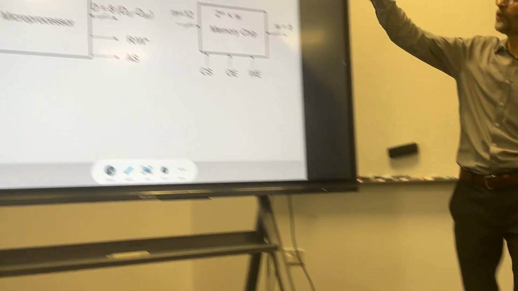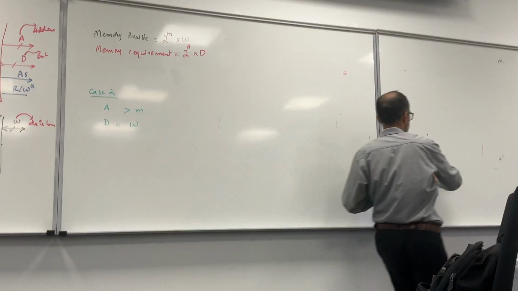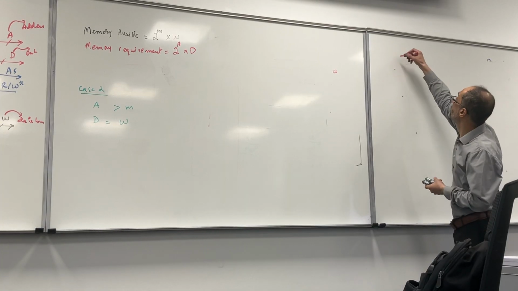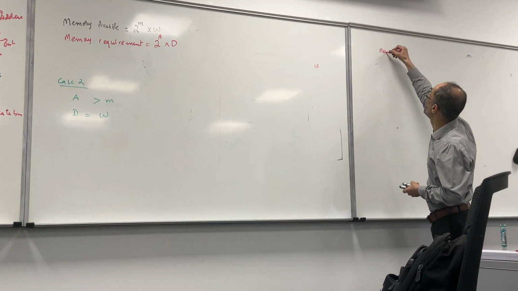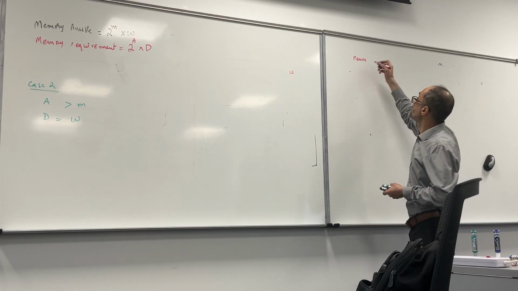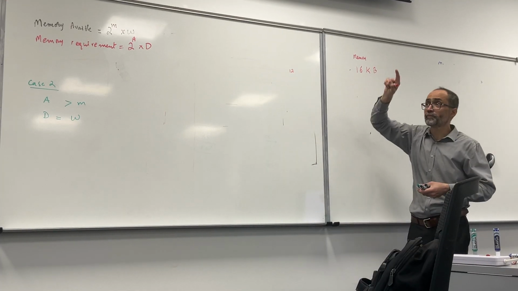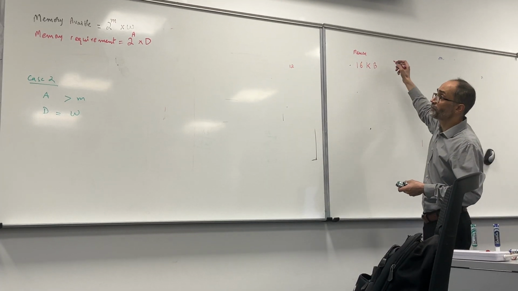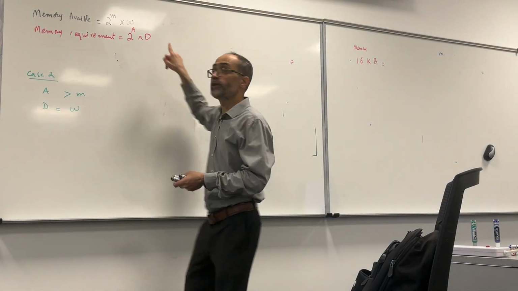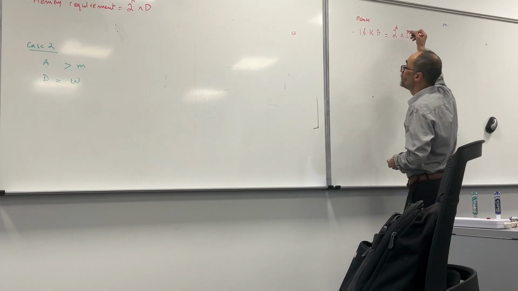Okay, now if you look here, what is the memory requirement of the microprocessor? So we have the microprocessor side, now in red color. The main memory requirement of the microprocessor is 16 kilobytes. Please remember, the memory requirement on the microprocessor side is actually 2 to the power A cross D.